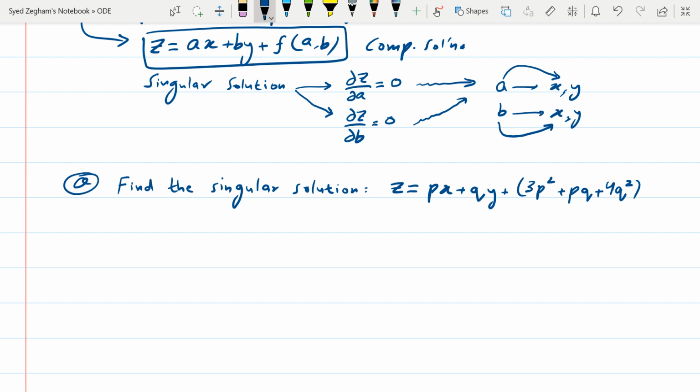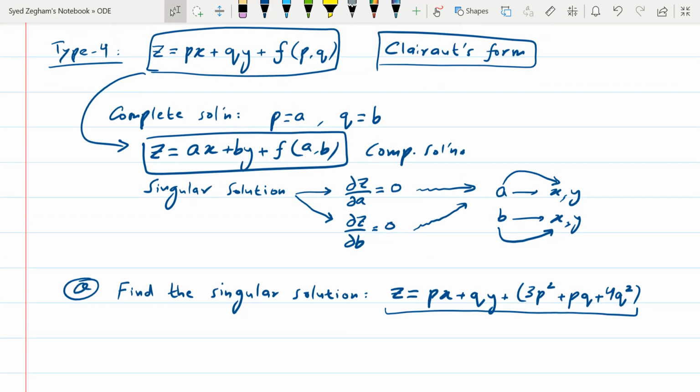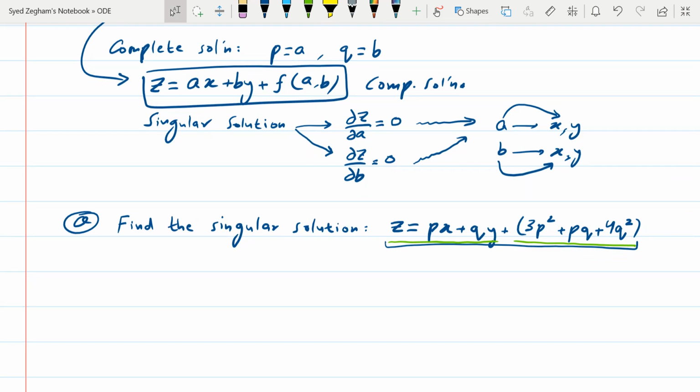If they write in the question that find the singular solution of the Clairaut's equation, that is fine. If they don't write also, it is very easy to identify the Clairaut's equation, because you have seen that Clairaut's form is of this type: z is equal to px plus qy plus some function of p and q. So if you see the given equation, it is the same. First we will find the complete solution. We have already discussed that to find the complete solution, we just put p equal to a and q equal to b.